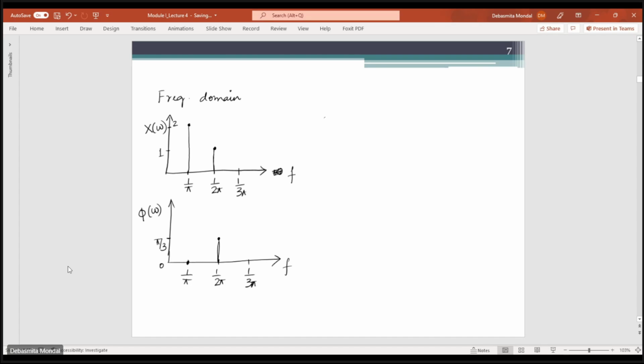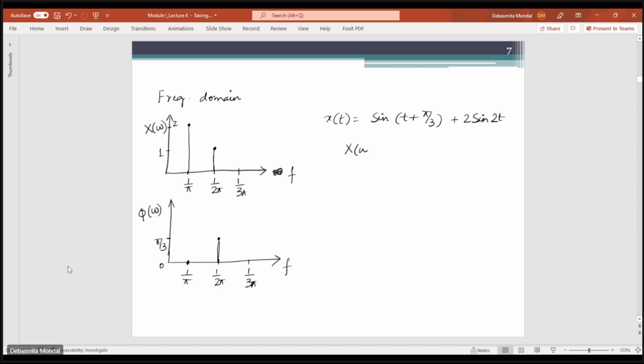So you can see that the signal that you have, x(t) equals sin(t plus pi by 3) plus 2 sin(2t), has two frequency components. One is at f equals 1 by 2 pi, and the other frequency component is at f equals 1 by pi. So this is basically the frequency domain representation of this system.